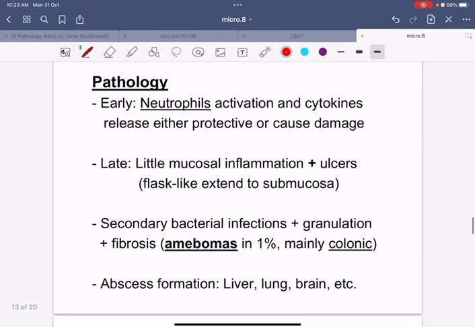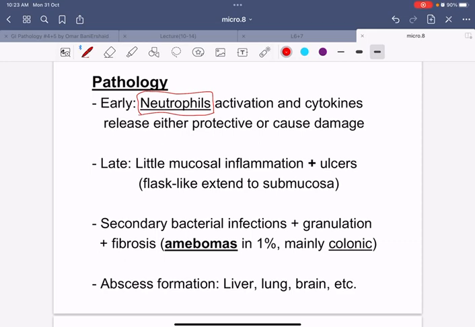Pathology: in the early stages, a neutrophil will be activated. You know the neutrophils have cytokines. They produce their cytokines, which may be protective and may also cause damage. Later, there is mucosal inflammation with ulcers.